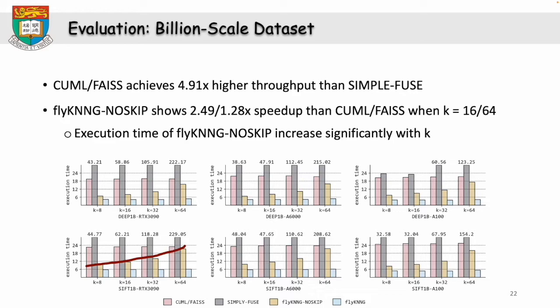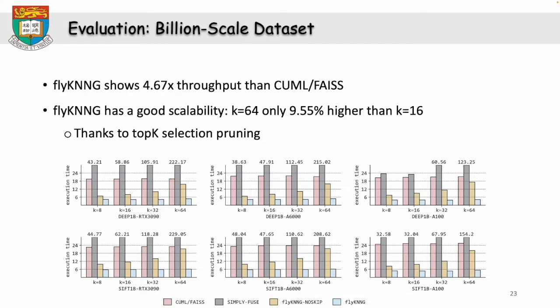Without topk selection pruning, every iteration of the algorithm needs to execute topk selection. When k is large enough, the KNG construction time of FlyKNG no skip will be longer than cuML. However, such a large k is not common for KNG construction. With topk selection pruning, FlyKNG shows 4.67 times and 2.47 times throughput on average compared with cuML and FlyKNG no skip. Moreover, the execution time is not sensitive to the number of neighbors, or k. When k equals 64, the KNG construction time is only 9.55% longer than that when k equals 16.